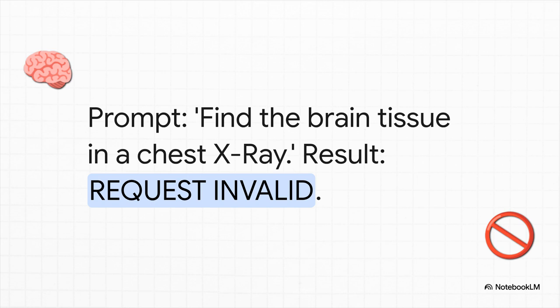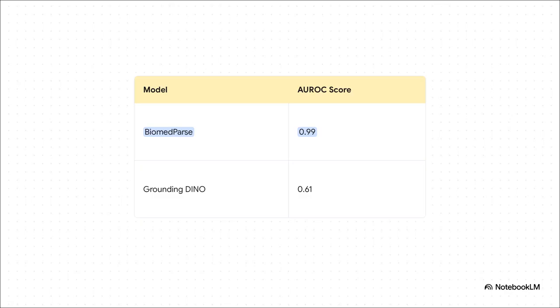It knows what doesn't belong. And this wasn't a fluke. Look at this table. It shows you how well it performs on this task. A perfect score here is 1.0. BiomedParse gets a 0.99. I mean, that's basically perfect. Now compare that to another top model, Grounding Dino, which only gets a 0.61. This ability to say no to bad prompts is so important for it to be reliable in the real world.